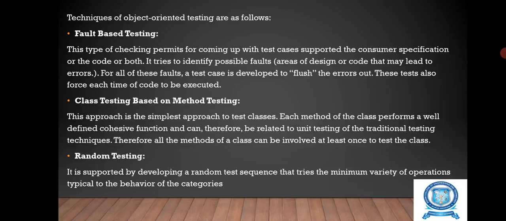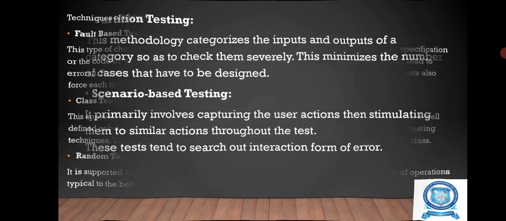Class testing based on method testing. This approach is the simplest approach to test classes. Each method of the class performs a well-defined cohesive function and can therefore be related to unit testing of the traditional testing techniques. Therefore, all the methods of the classes can be invoked at least once to test the class. Random testing is supported by developing a random test sequence that tries the minimum variety of operations typical to the behavior of the classes.